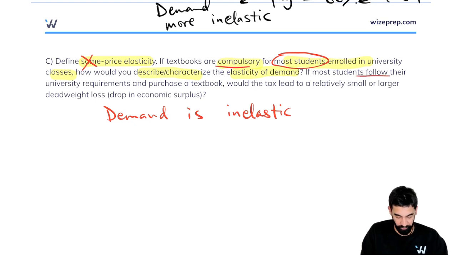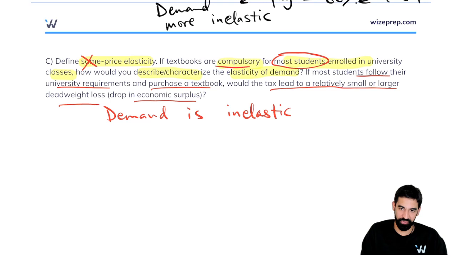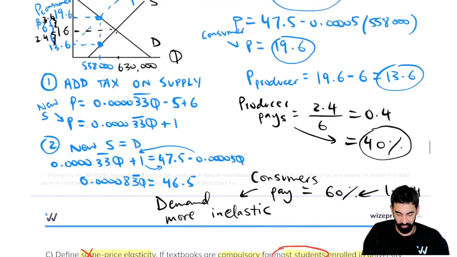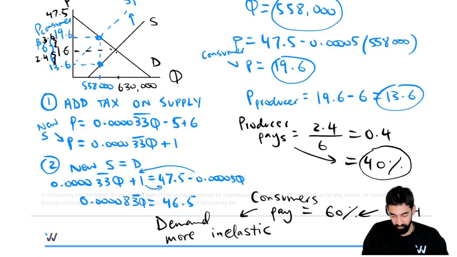If most students follow their university requirements and purchase a textbook, would the tax lead to a relatively small or large deadweight loss or a drop in economic surplus? Deadweight loss is the fall in economic surplus. Economic surplus is like the consumer surplus, producer surplus, government revenue. So when there's a big deadweight loss, that means there's a big loss to consumers and producers. So if demand is inelastic, would the quantity fall by a little bit or by a lot here? It would fall by a relatively small amount. So the deadweight loss is this triangle here.